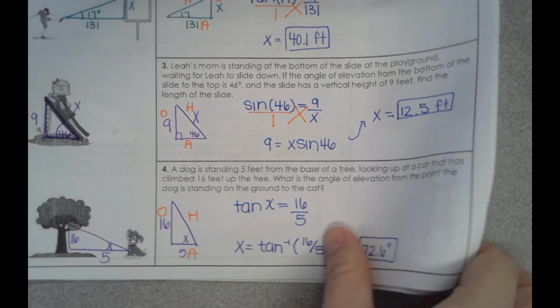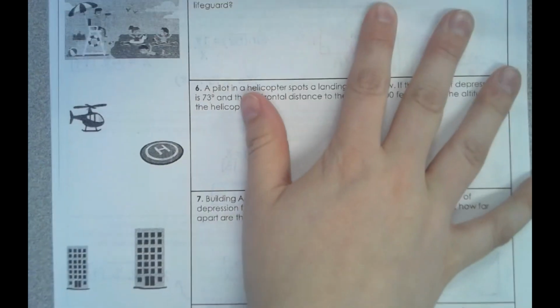All right. So angles of depression are very similar, except you're looking down at something. So you have a horizontal line, and then you're looking down. It's the only difference. So if we look at some examples, and hopefully you can see that, it's kind of dark here.